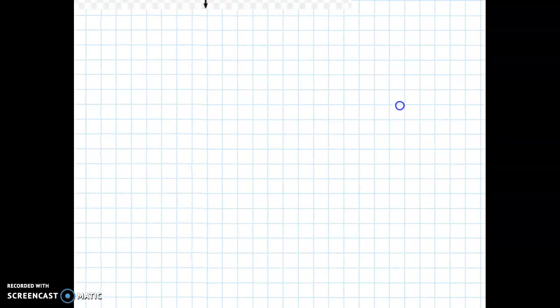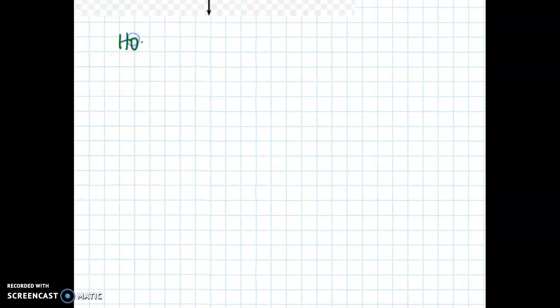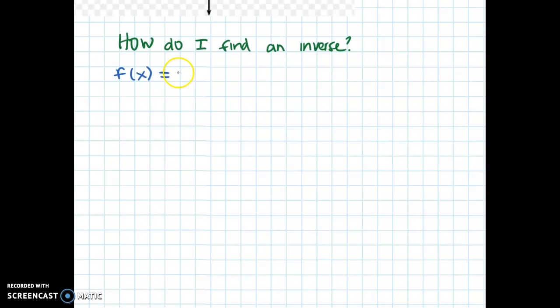So how do I find an inverse? To find an inverse, all you have to do is exchange x and y. Let's start off with a simple example. How about f of x equals 2x plus 1? If I want to figure out what the inverse is, I have to switch the x and y values. So this becomes x equals 2y plus 1. And again, this is a line, so it's 1 to 1 automatically.